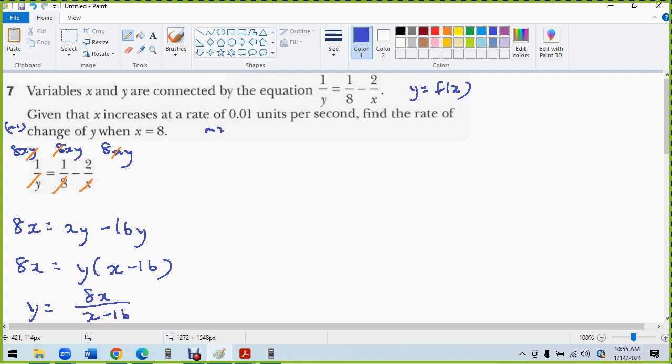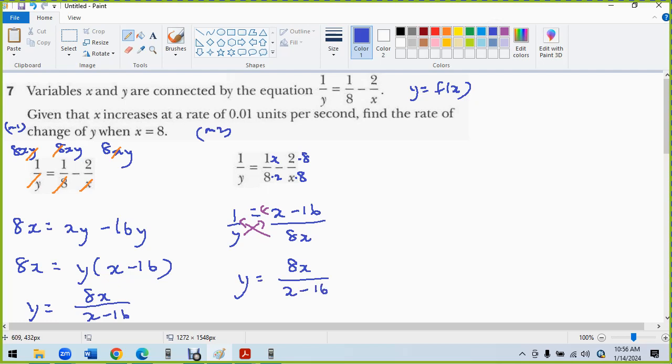So we also have method number 2. This one is slightly difficult if you are not strong in algebra. So we want to subtract these two. The denominators are different, so I multiply with 8 here and I multiply with x here. Then it will become (x minus 16) over 8x. This is 1 over 1. So I multiply here, and then this one divide here. Then I will have y equal to 8x over (x minus 16).